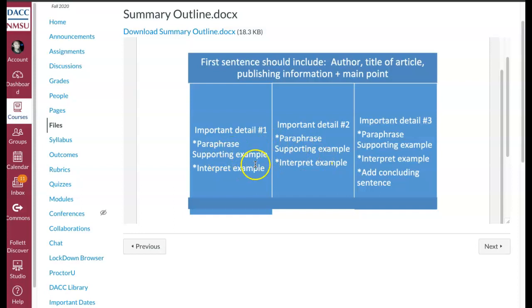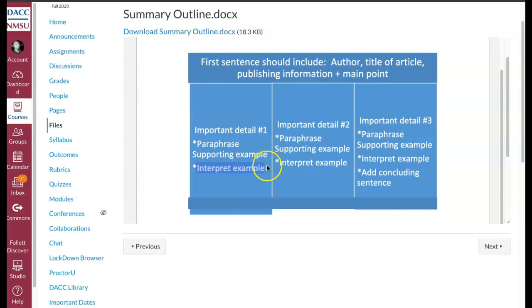Now, obviously, this seems like, oh, this is only 3 sentences, but that's not always the case. As you can see, you have to put the important detail, and then you have to paraphrase an example from the article, and then you kind of have to explain what it means in a way.